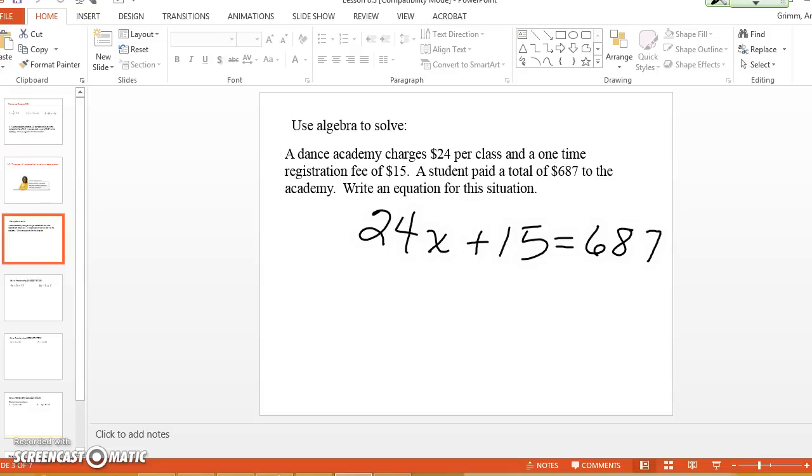Okay? All right, so first of all, we are basically doing order of operations backwards. So when we do order of operations, looks like this.